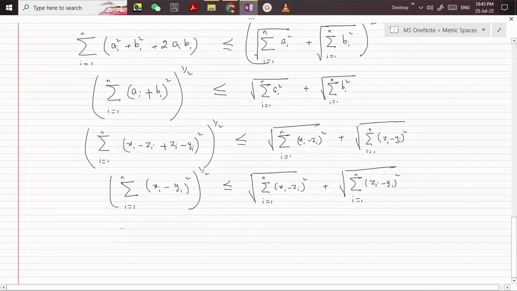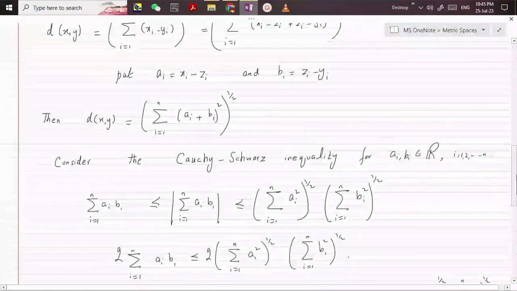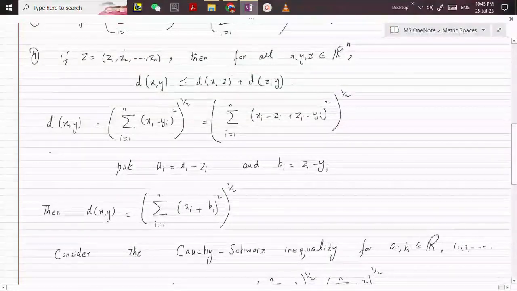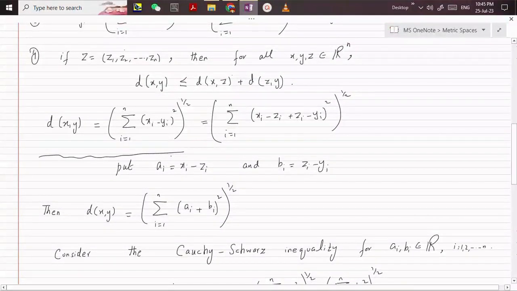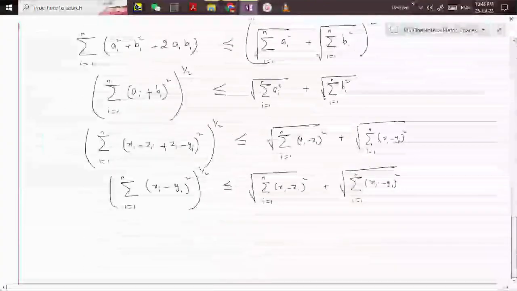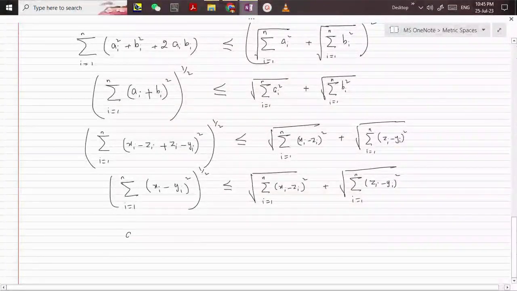So what is this? This is dxy. If you see here, this one is the value of dxy. So by definition of d, we can write in this way: dxy less than or equal to dxz plus dzy, which is our triangle inequality.